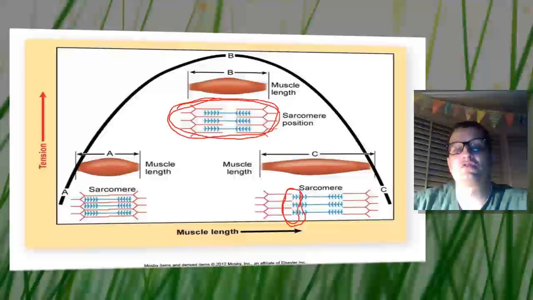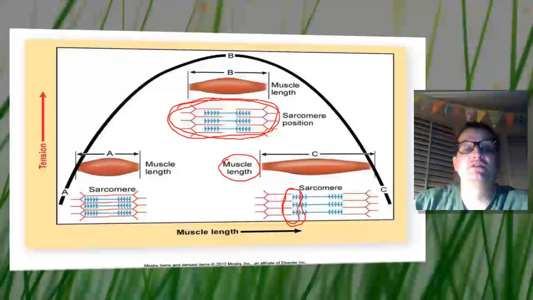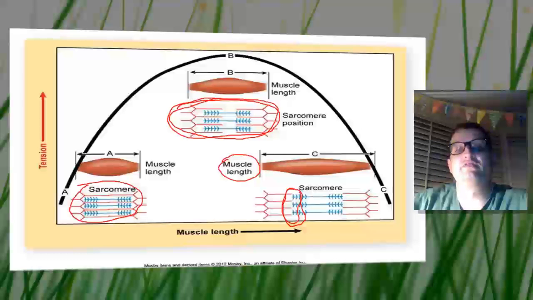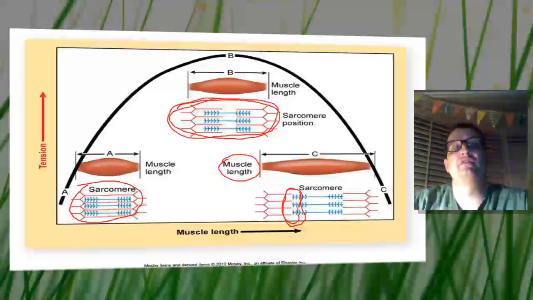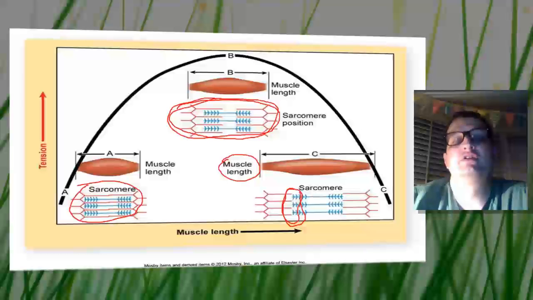If the heart's too stretched out, like here, like in congestive heart failure, it can't beat very well. Or if it's crammed together as here, it also can't beat very effectively. So this is just illustrating that there's an optimized part in the sarcomere called preload for that muscle to contract.